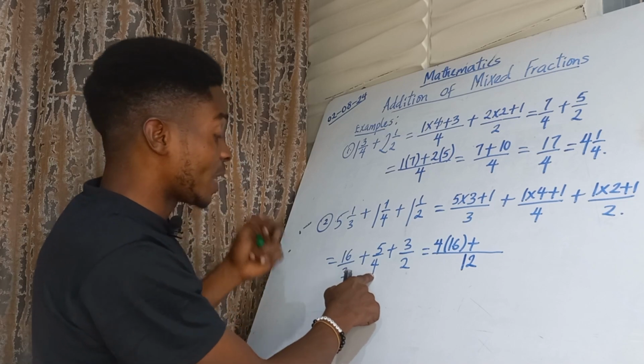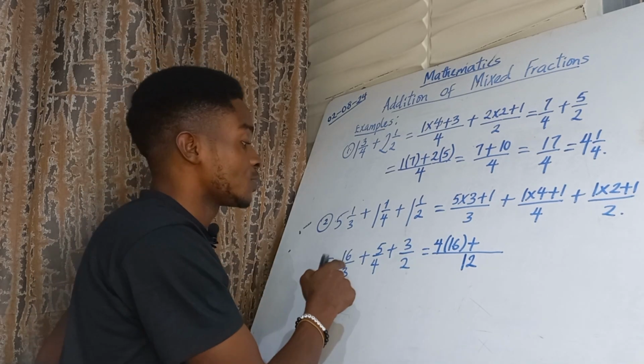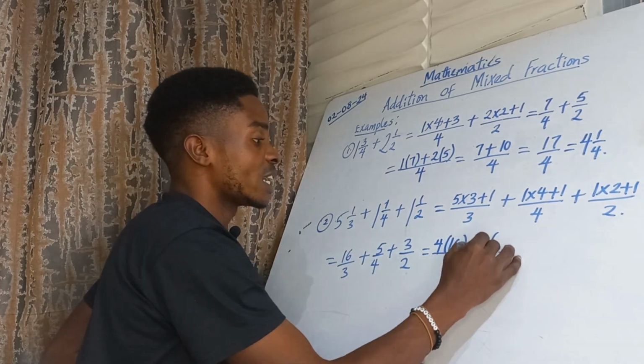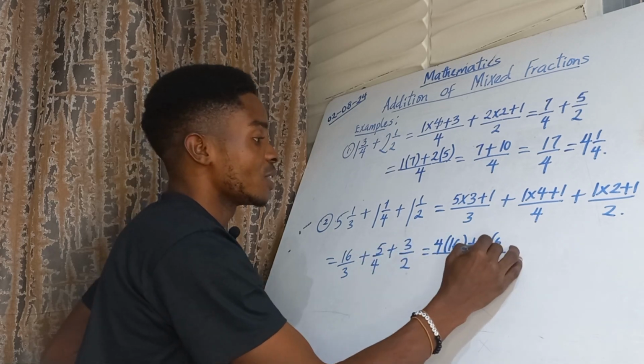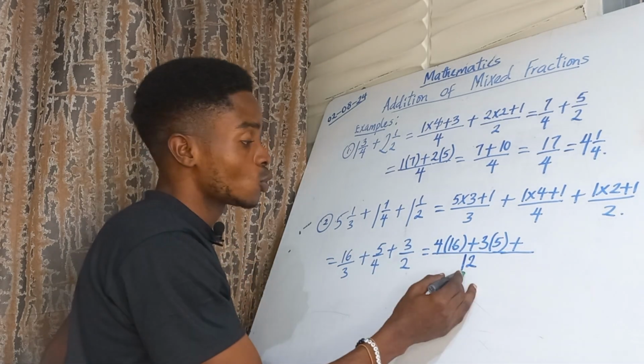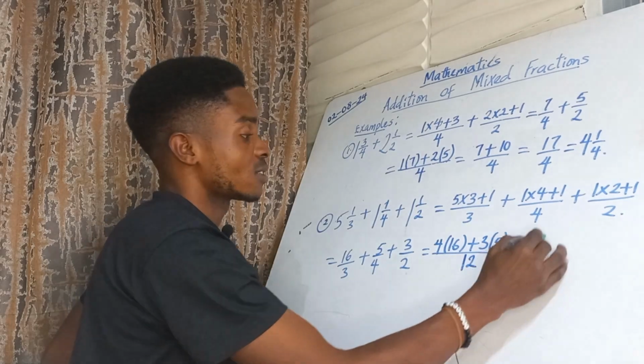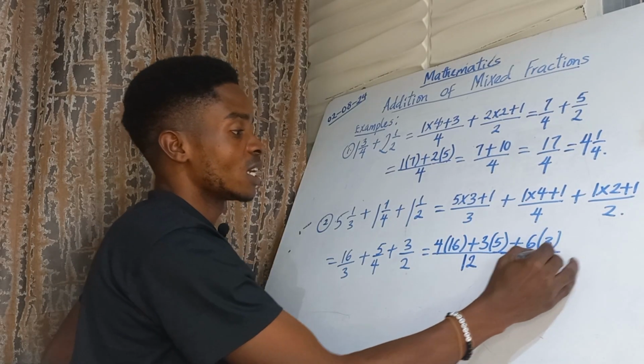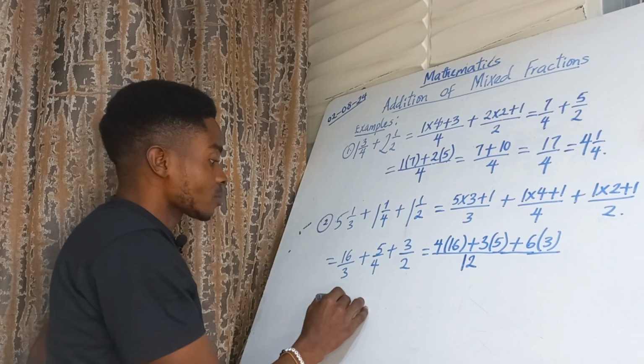Here, what can you multiply by 4 that will give you 12? And that is 3. You put your 3 outside, then your 5 in the bracket. Plus, what can you multiply by 2 that will give you 12? And that is 6. 6 bracket 3. Let's go. Let's open the bracket.